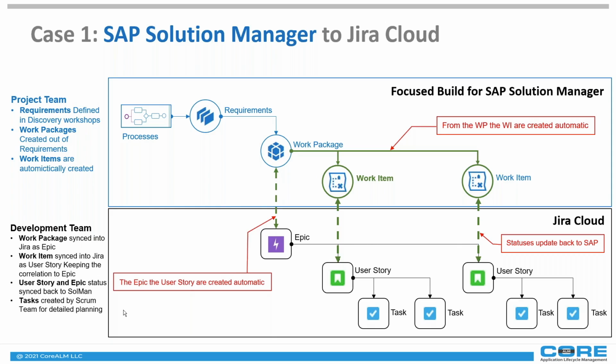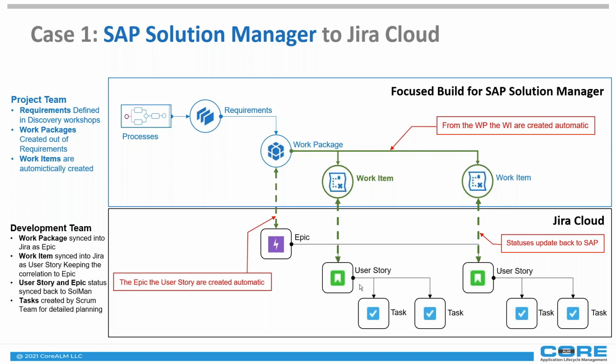You could have a use case where the epic or the user stories are created automatically after you create a requirement. So the work package and the work item are created automatically from SAP Solution Manager after you map a Solution Manager project and a Jira project. At this point, it creates an epic, and then it creates a user story directly in here. And all of the statuses are updated back to SAP.